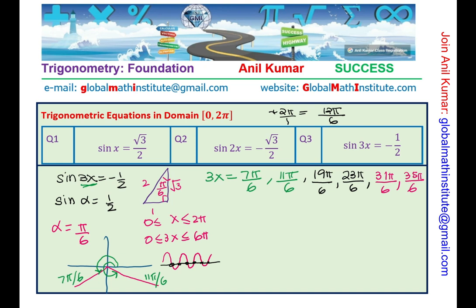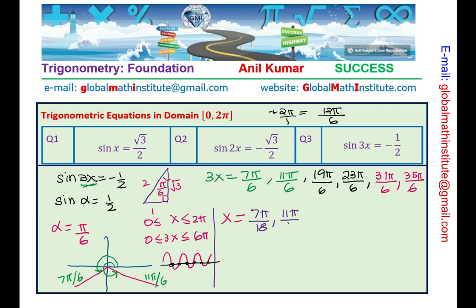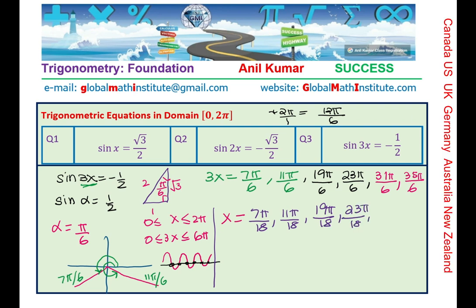How do we add 2 pi? Now you have to divide by 3. So we get x equals, dividing each by 3, so 7 pi by 18, 11 pi by 18, 19 pi by 18, 23 pi by 18, 31 pi by 18, and 35 pi by 18. You see, 35 pi by 18 is pi by 18 less than 2 pi, correct? So all these answers are within 0 to 2 pi.